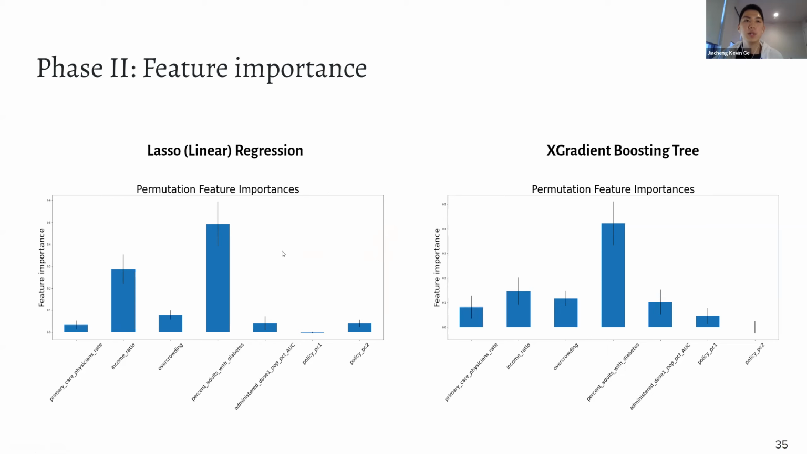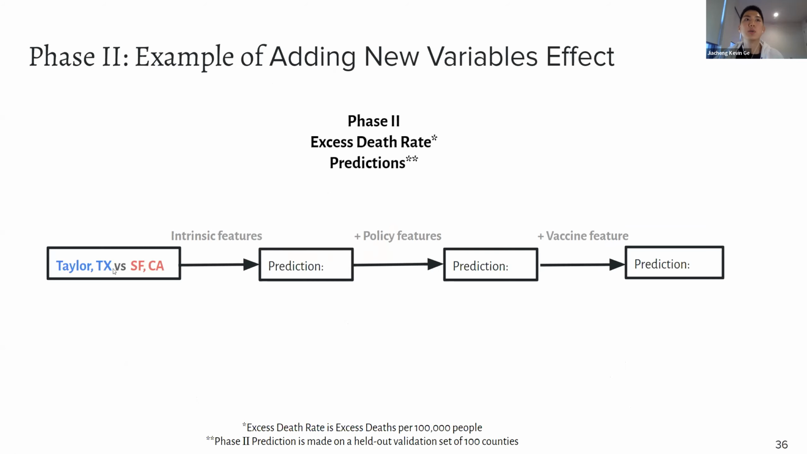And we will also understand the effect of the vaccine and policy features by example. We use Taylor County from Texas and San Francisco County from California to understand the effect of adding new variables. We will first see the prediction with only intrinsic features, then we add policy features and vaccine features. And the excess death rate is the crude rate, so we already adjust according to their population. And the prediction is made on a held out test validation set.